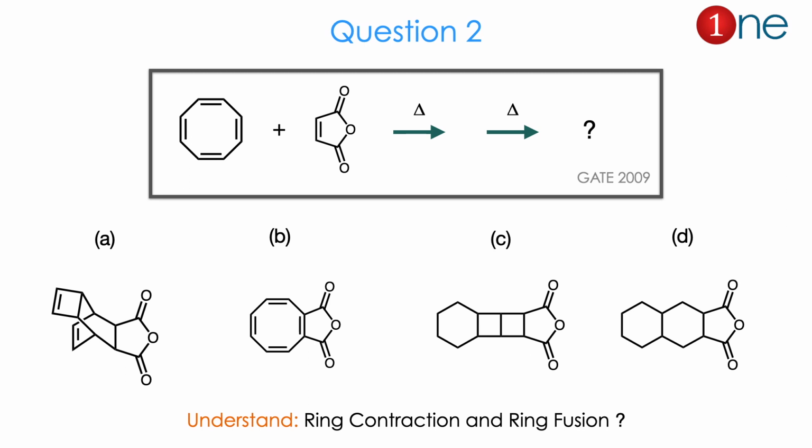The products are fused ring systems. How the fusion occurs: whether a bicyclic system is formed, or direct fusion, or dimerization happens, or ring expansion happens. 4 possibilities. So from the reactant to product you might guess the possibility of ring contraction as well as ring fusion. The answer is A. Let us see how.